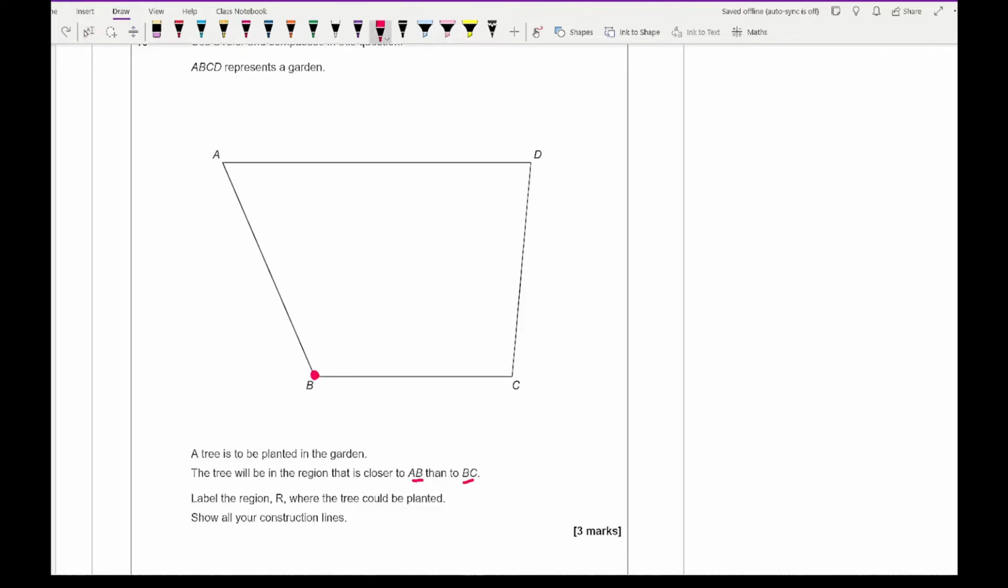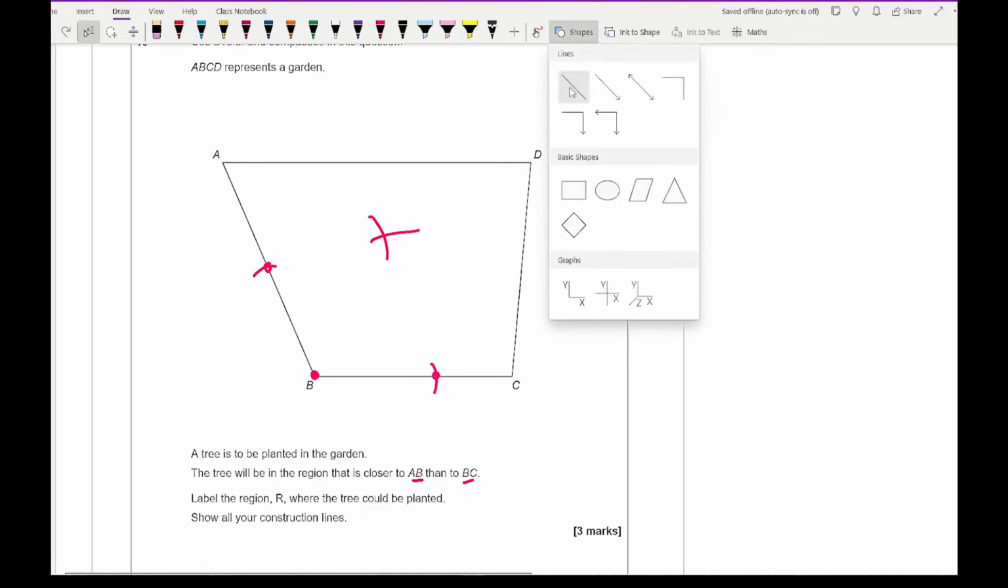I'll set my pin there, and then what you're going to do is draw an arc using your compass. It doesn't matter what the measurements are. Then at this point here, without adjusting the compass, you're going to make another arc and then put in the pin there, and you should end up with something that looks like that.